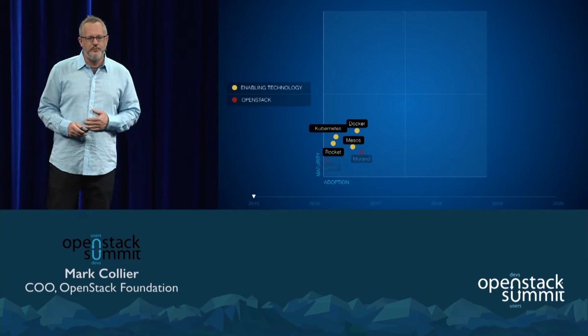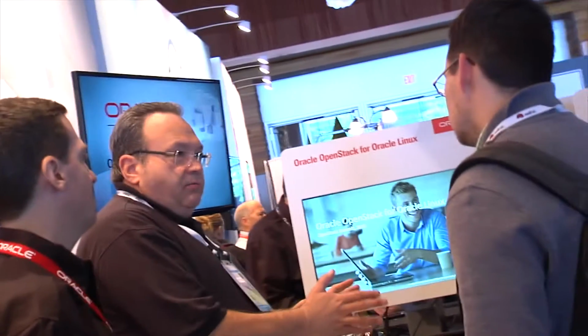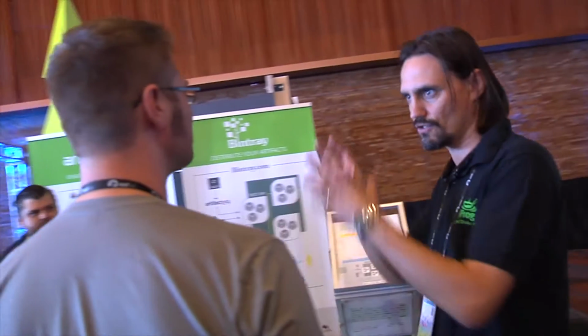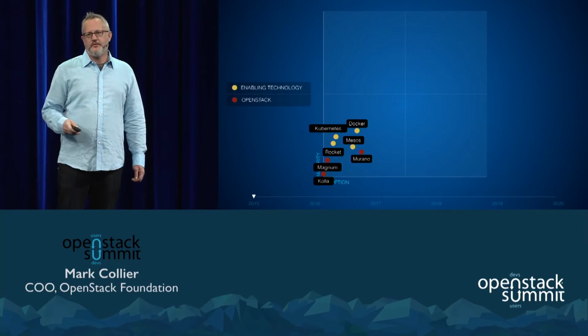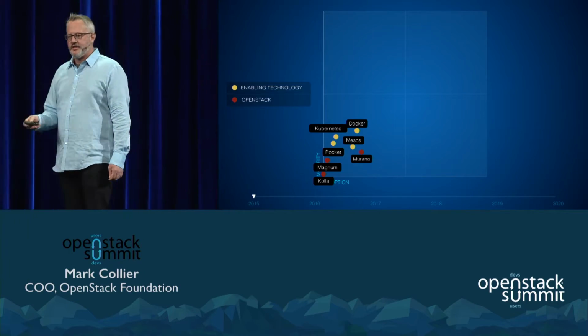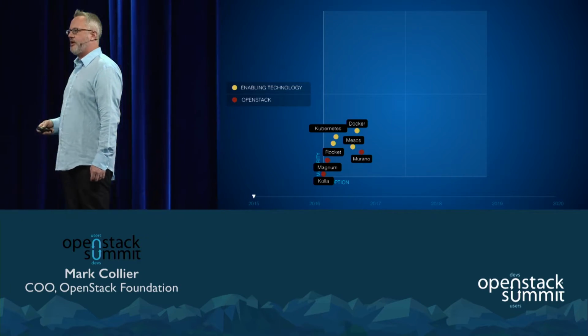So we have a number of OpenStack projects that are just getting started: Murano, Magnum, and Kolla. These are new OpenStack projects that are not trying to reinvent the wheel. They're not trying to duplicate what these other interesting technologies are in containers. They're trying to integrate with them.